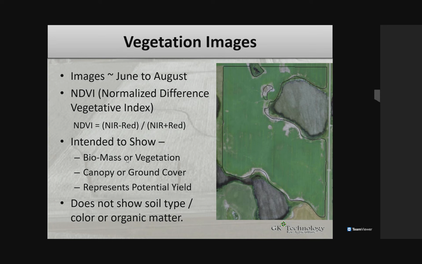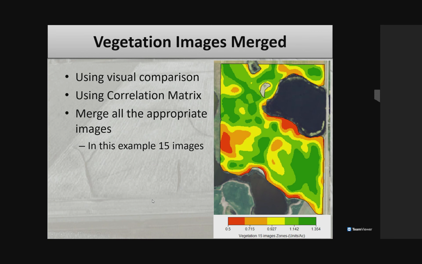So that biomass term is a bit of a misnomer, if you will, of what's actually happening out there, because there's still lots of biomass out there when that wheat crop has gone golden brown, and there's still standing crop out there, but there's not a lot of chlorophyll left in the plant. So anyways, this is not intended to show the soil type or soil colors in that scenario.